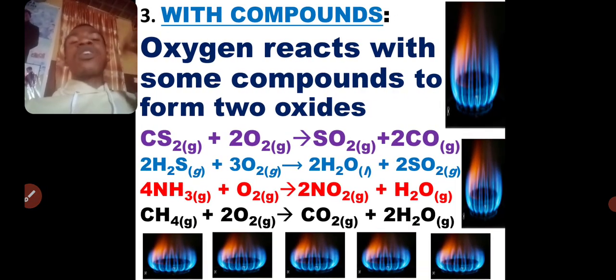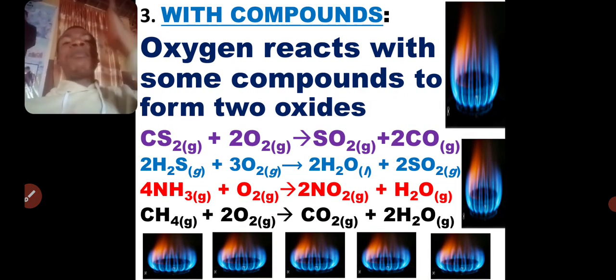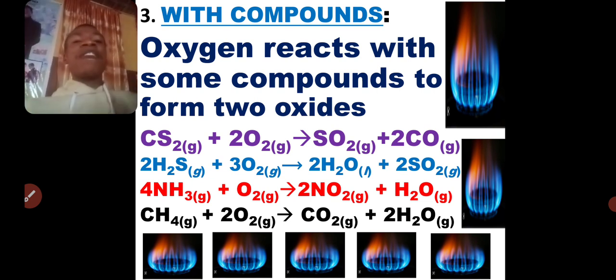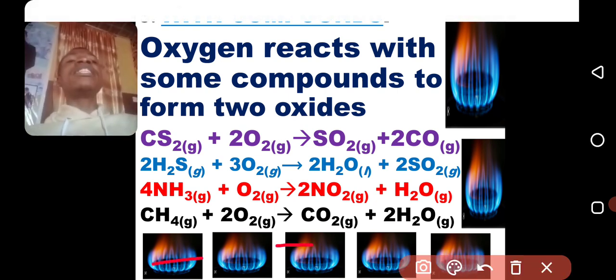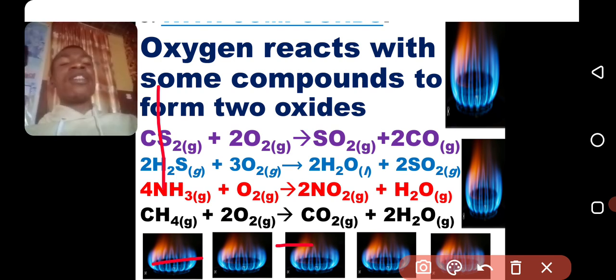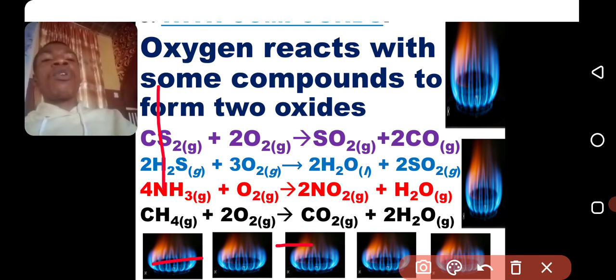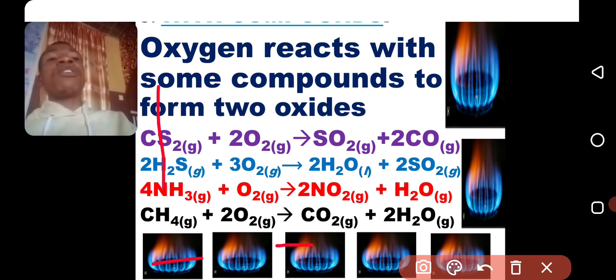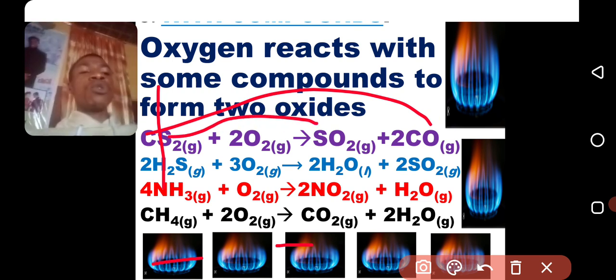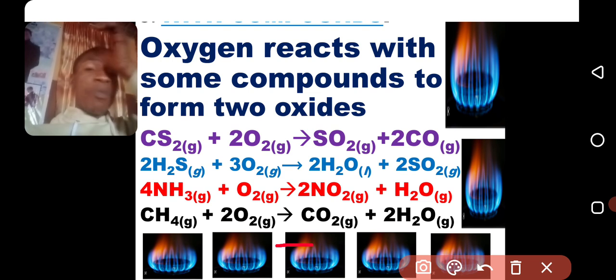Oxygen reacts with compounds by splitting the compound and forming oxides of the elements inside the compound. Take for example, when oxygen reacts with CS2, it splits the carbon and sulfur to give you oxide of carbon, CO, and oxide of sulfur, SO2. That's how oxygen reacts with compounds.